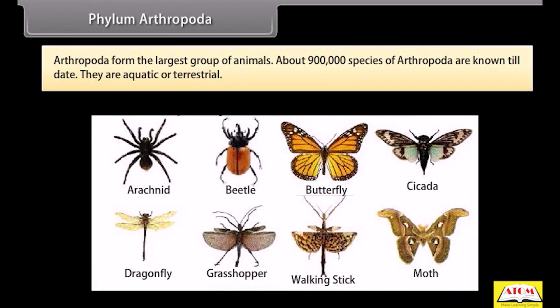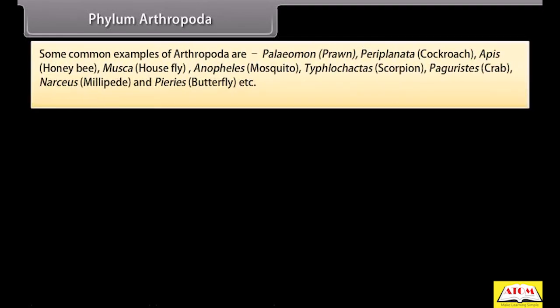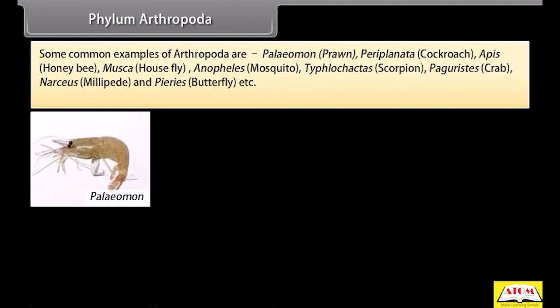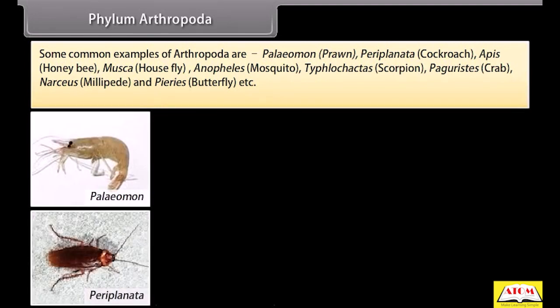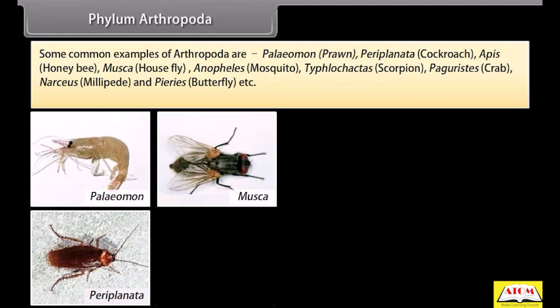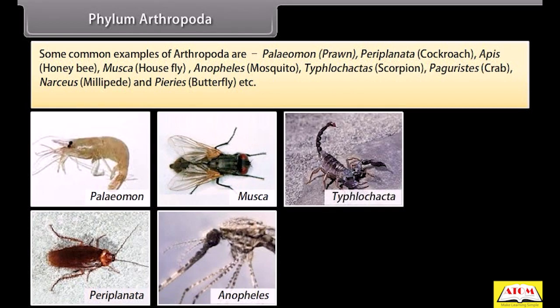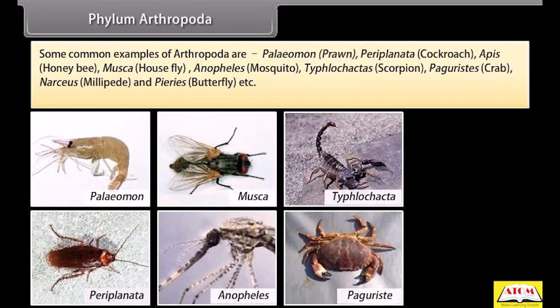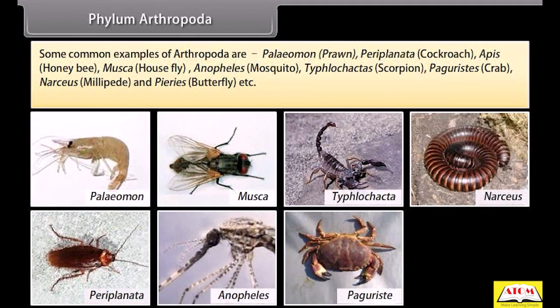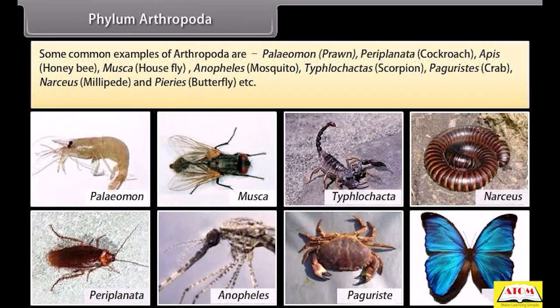Arthropoda form the largest group of animals, about 9 lakh species of Arthropoda are known till date. They are aquatic or terrestrial. Some common examples of Arthropoda are Palaemon, prawn, Periplaneta, cockroach, Apis, honeybee, Musca, housefly, Anopheles, mosquito, Buthus, scorpion, Paguristes, crab, Narceus, millipede, and Pieris, butterfly, etc.